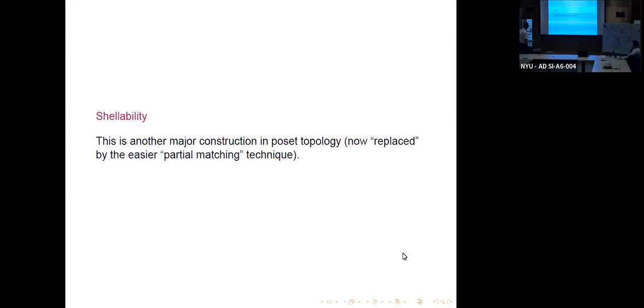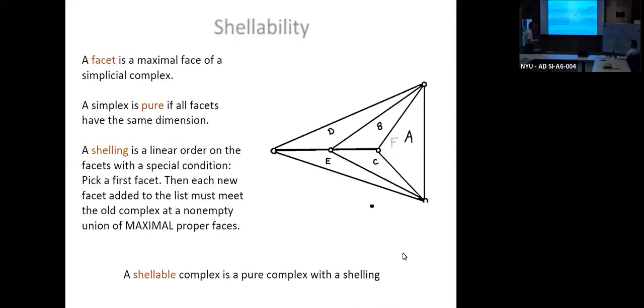Okay, so shellability. How do you know that delta is going to be a wedge of spheres? This is the main theorem in the theory. There are tons of papers about shellable complexes. Shellable complexes are simplicial complexes. It doesn't have to be percept topology. They are simplicial complexes that have the homotopy type of a wedge of spheres of equal dimension. What's a shellable complex?